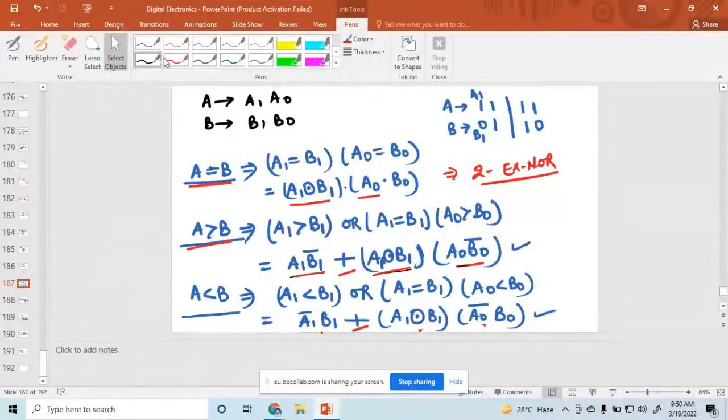So what are the values? Equal to means XOR. So both values are equal: A1 equal to B1 and A0 equal to B0. So what is the logical expression? This one is the logical expression.